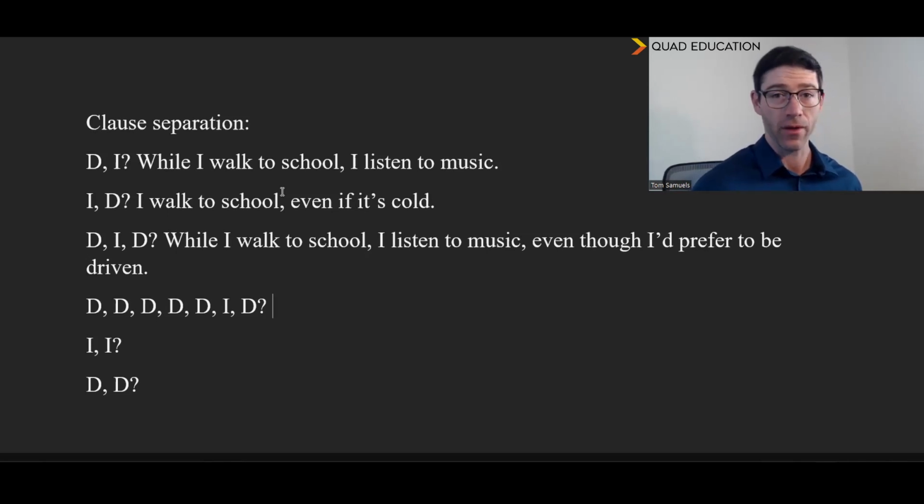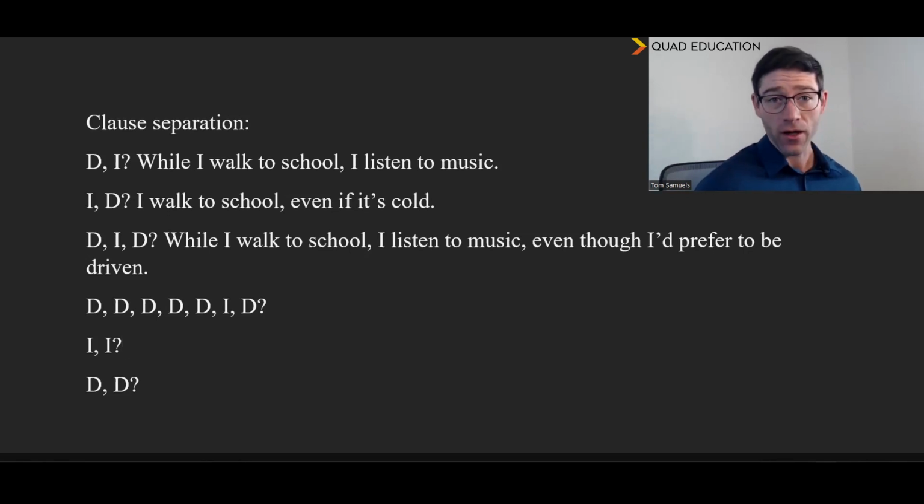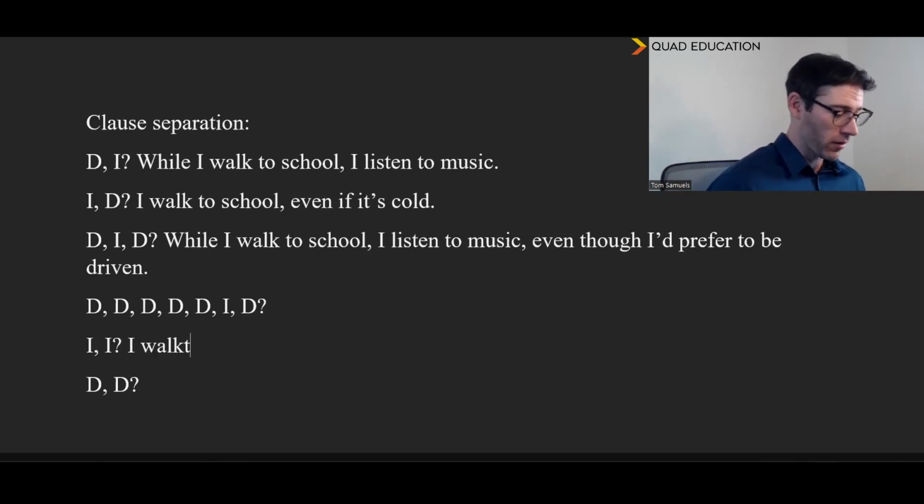Instead, now it's going to be, does it have a subject? Does it have a verb? And the point of illustrating this here is to say that it doesn't matter how long it is. All it matters is whether or not it breaks any of the rules that we outline. And speaking of breaking rules, I, comma I right here, that is a run-on sentence. So something like, I walk to school, comma, I listen to music. This is a run-on sentence.